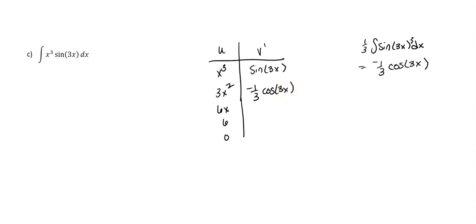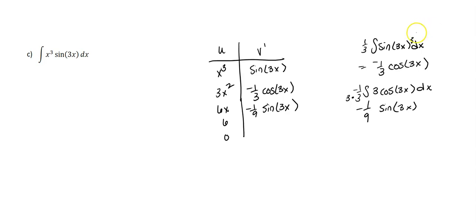Now this one you might want to be a little bit careful with. If you integrate the cosine of 3x, again you need a 3, so we're going to have to multiply by 3 on the outside. And I get negative 1/9. But the integral of cosine of 3x is actually sine of 3x. So I get negative 1/9 sine of 3x.